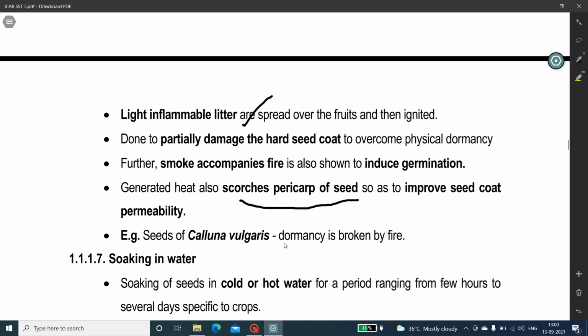The precaution to be taken is that it is difficult to adjust the heat of the fire to achieve maximum effect without damaging the embryo of the seed.